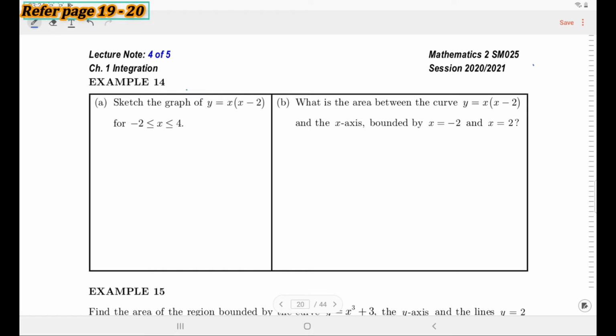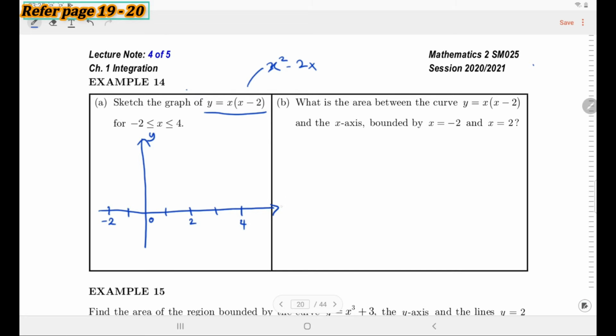Example 14. Sketch the graph of y equals x multiplied by x minus 2, from the domain negative 2 to 4. We can see the function is a quadratic function, because when I expand, it becomes x squared minus 2x, so a positive quadratic. The roots give the x-intercepts at 0 and 2. So I simply sketch from negative 2 to 4. This is the y-axis and the x-axis.